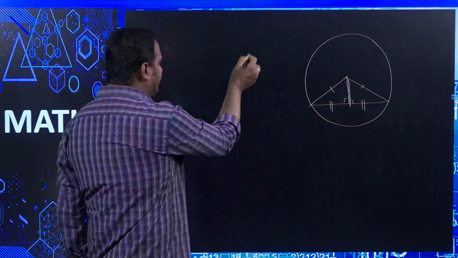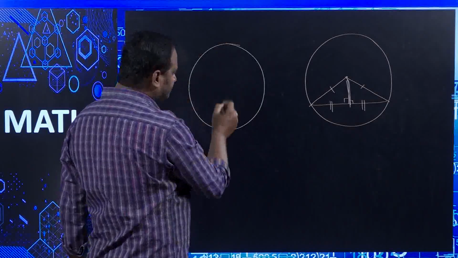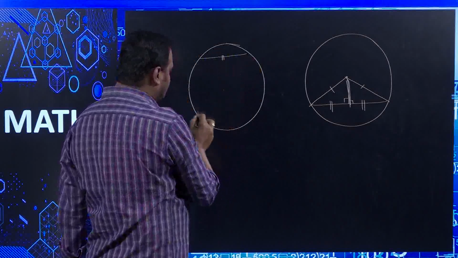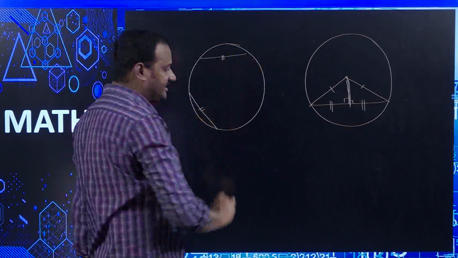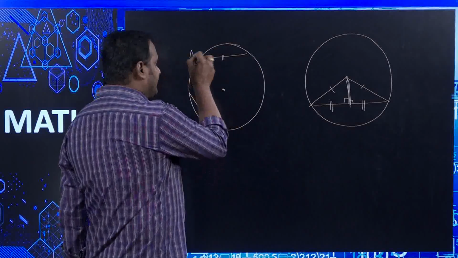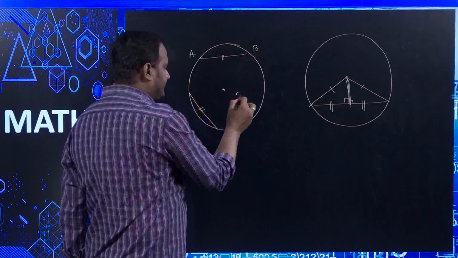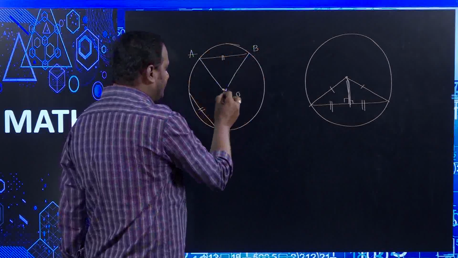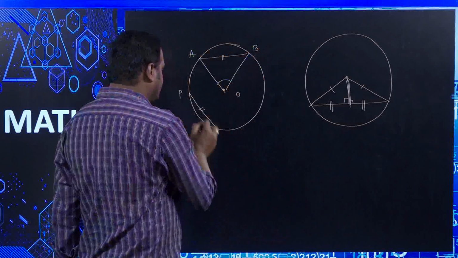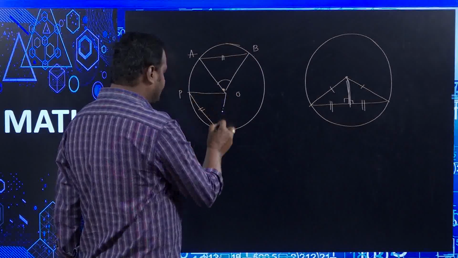And one more very important property of a chord. For example, there are two equal chords. So, this chord is equal to this chord. These two chords are equal chords. And now, this chord, let it be AB, is making an angle at the center. So, this is the angle made by the chord at the center. And this chord, for example PQ, is also making an angle at the center.